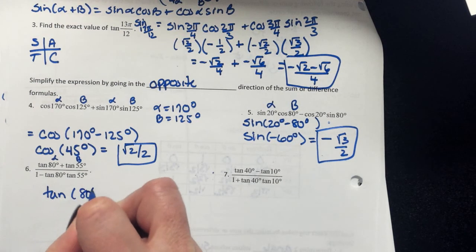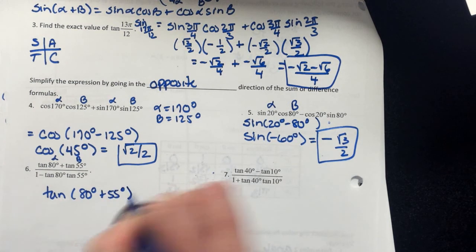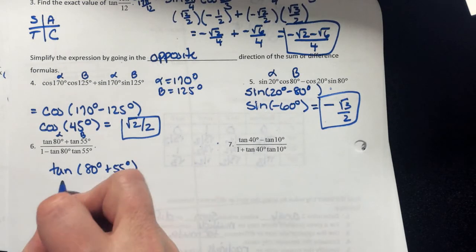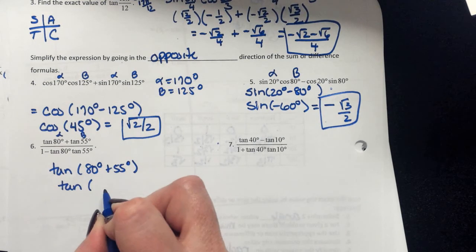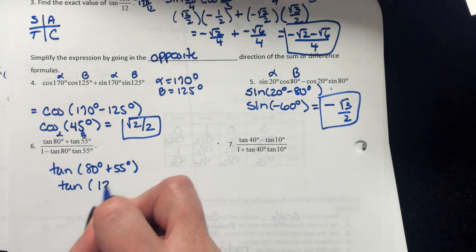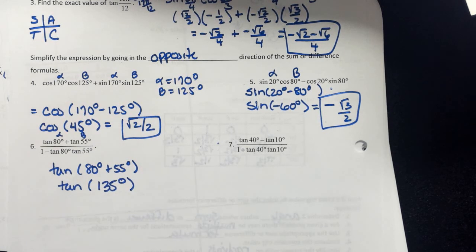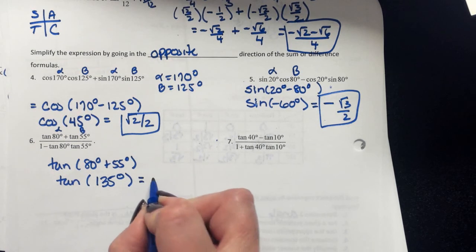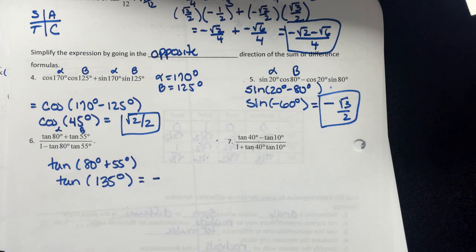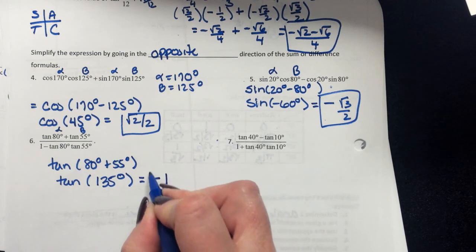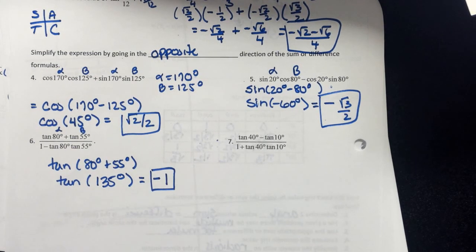So tangent of 80 plus 55 degrees. And what is 80 plus 55? 135. What quadrant is tangent located? I mean, the 135. Second. So is tangent positive or negative in the second quadrant? Negative. So what is the tangent of 135? Negative 1. You guys go ahead and try number 7 on your own.